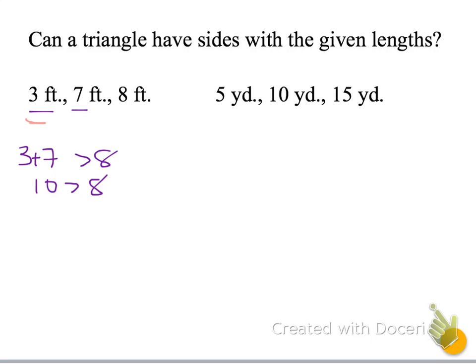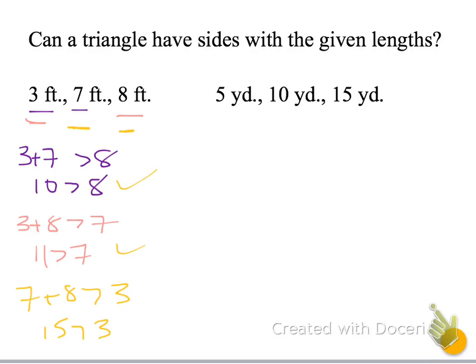Let's do 3 and 8. So 3 plus 8 should be greater than that one left. So 7, 8, 9, 10, 11 is greater than 7. Now let's pick a different color, and do our last two, so 7 and 8. So 7 plus 8 should be greater than that 3. So 7 plus 8 is 15. 15 is greater than 3. So all three of those worked, so we know that that could make a triangle.